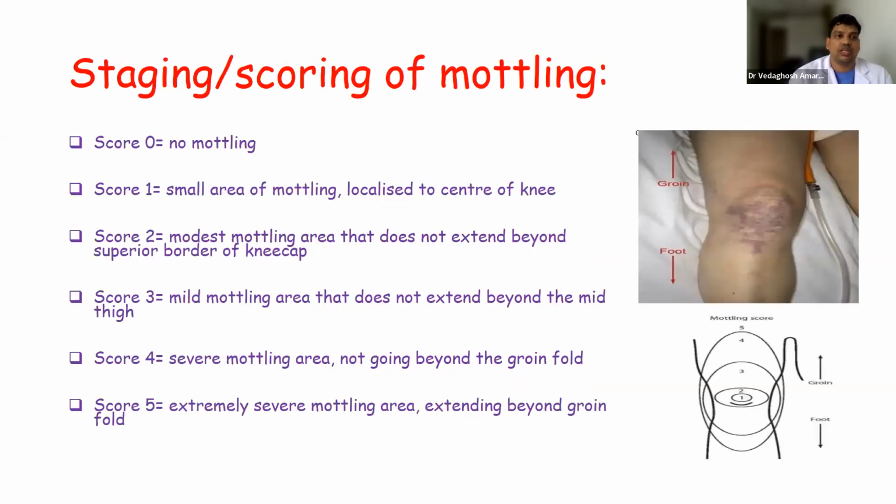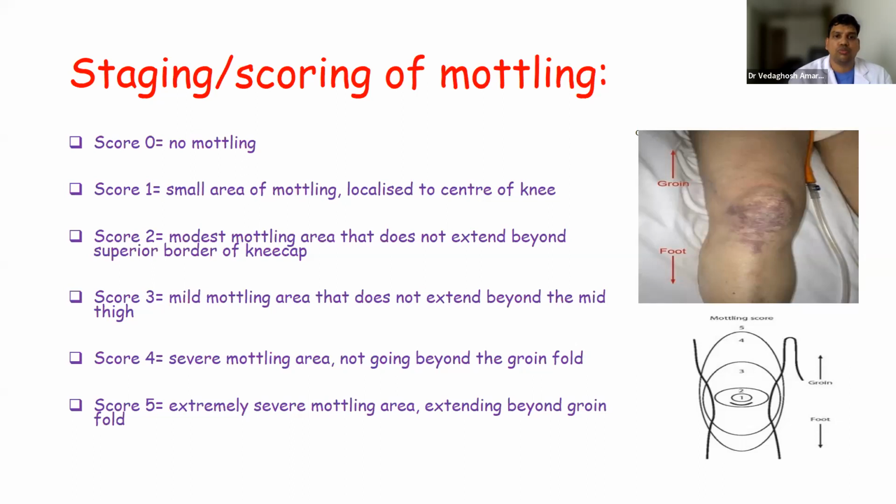And what is mottling? Mottling is a skin discoloration around the knee, which we can see in a small subset of septic patients. When you grade it accordingly, as the score increases, it tells the severity. Like score 0, there will be no mottling.